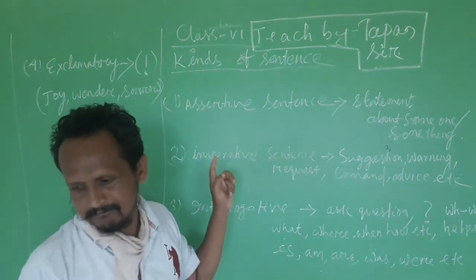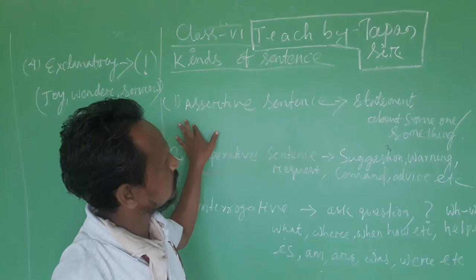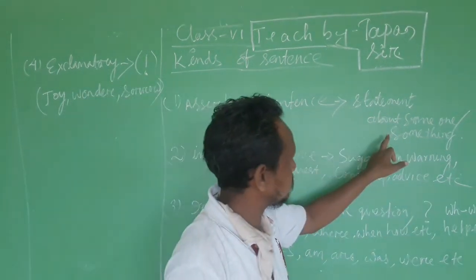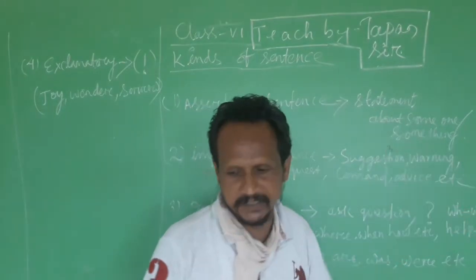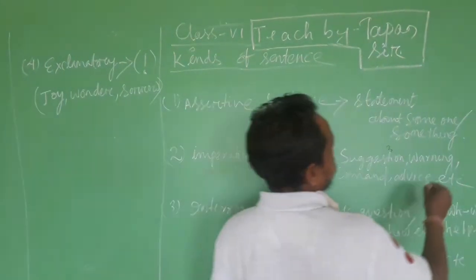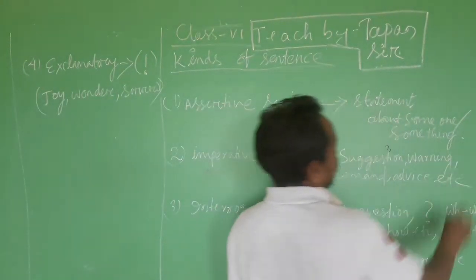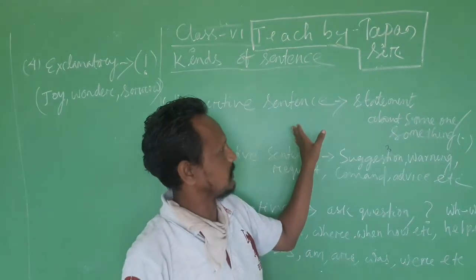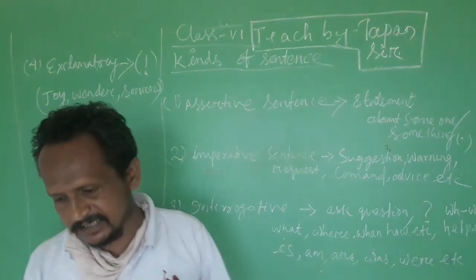Assertive sentence makes a statement. The assertive sentence is a kind of sentence which expresses a statement about someone or something, and always ends with a full stop. So this is called a statement. This is called an assertive sentence.